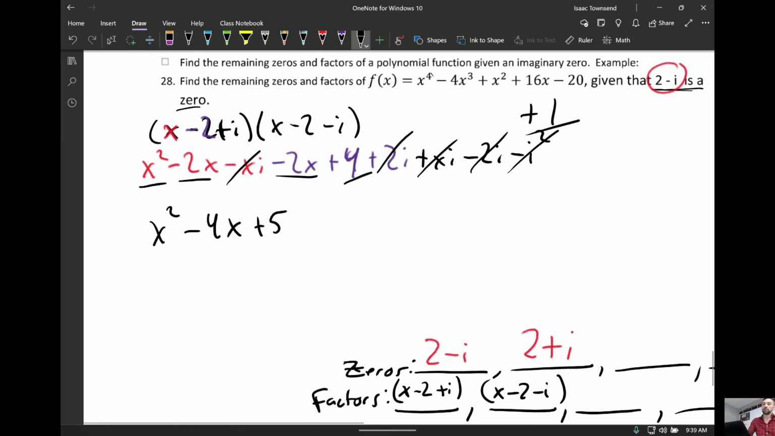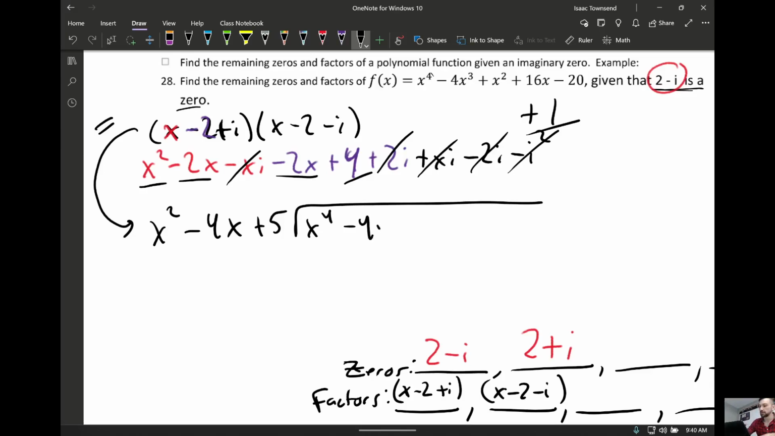What I'm doing is, this and this are saying the same thing. This just looks a lot nicer to me. It's a lot easier to work with. But this quadratic represents these two factors, and since they're factors, they should divide into the original polynomial evenly. So this would be an instance where we have to do long division, because you can't synthetically divide by that.